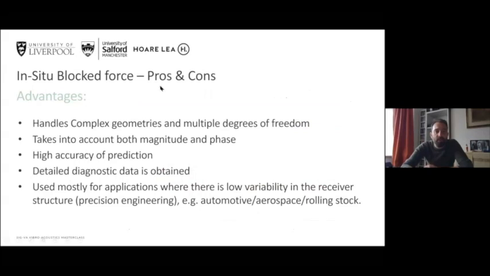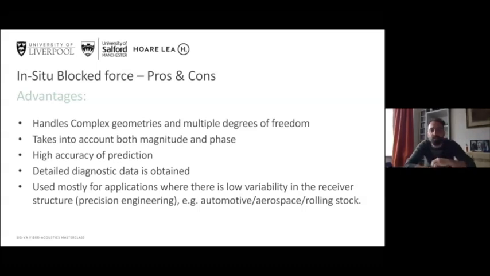So just onto the advantages and disadvantages of the block force approach. First of all, it handles complex geometries and multiple degrees of freedom really well, because we're not confined to things that can only sit on a plate. It takes into account magnitude and phase. That means if there are two feet of the equipment which are vibrating oppositely at the same frequency, they could potentially cancel via a transfer path to the interior, and it takes into account that cancellation between contact feet and the interior.